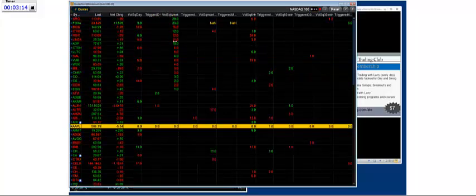Wow, weekly squeeze. Look at these things that are in a weekly squeeze. Baidu, see Baidu's just been crushed. It's in a weekly squeeze.